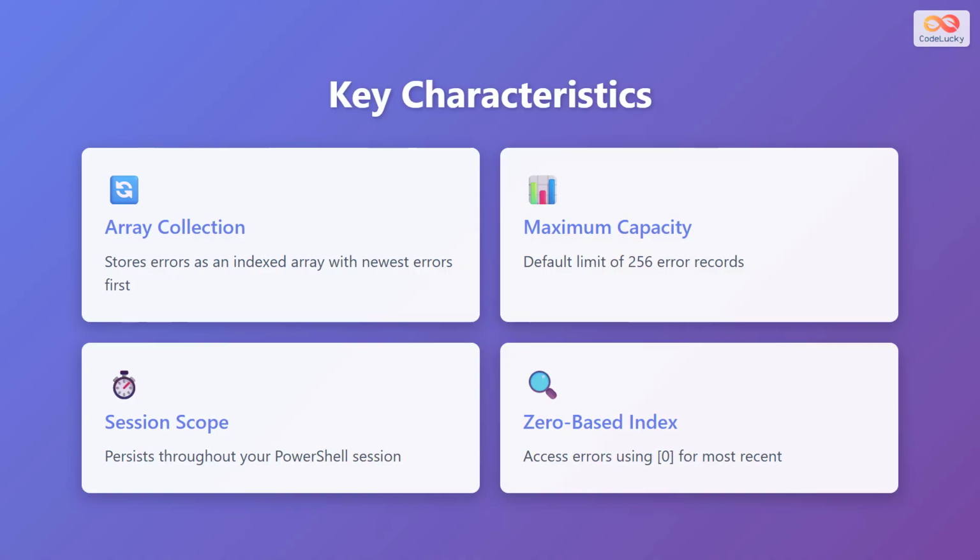Let's look at the key characteristics of the $error variable. First, it's an array collection that stores errors in index positions, with the newest errors appearing first. Second, it has a maximum capacity of 256 error records by default. Third, it persists throughout your entire PowerShell session, so you can reference errors from earlier in your work. Finally, it uses a zero-based index, meaning the most recent error is always at position 0.